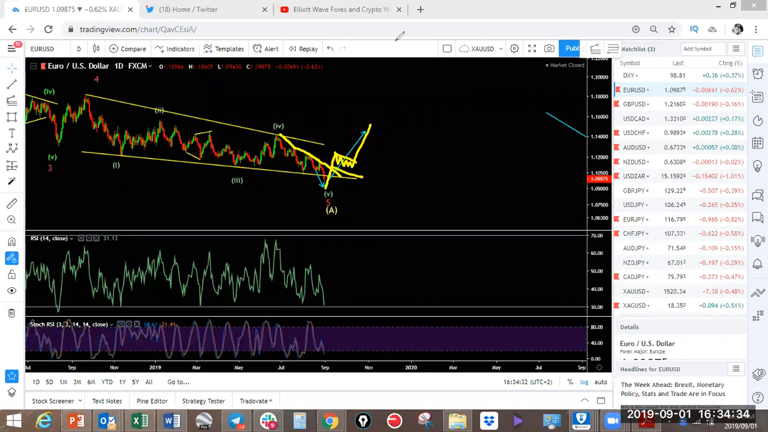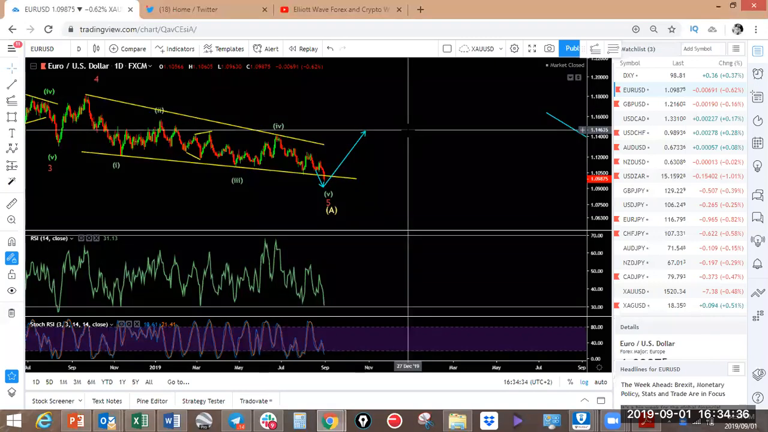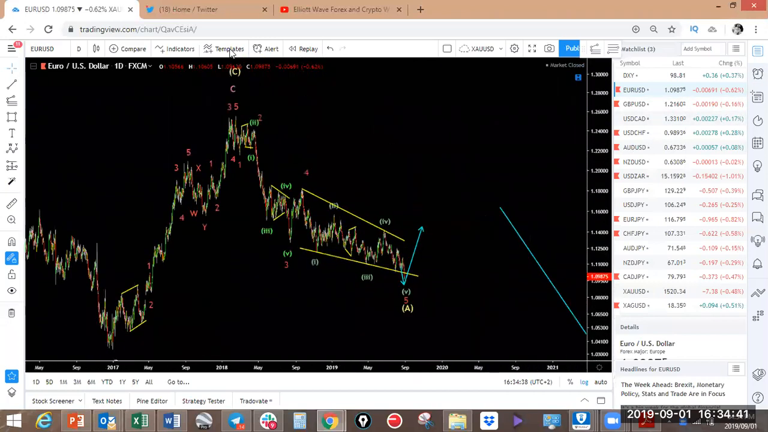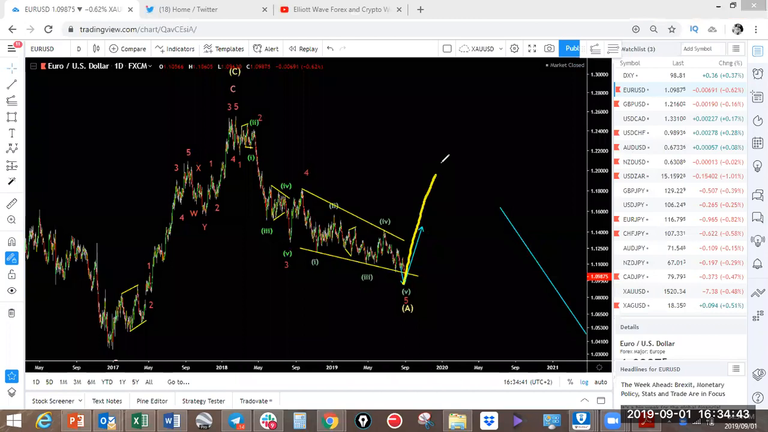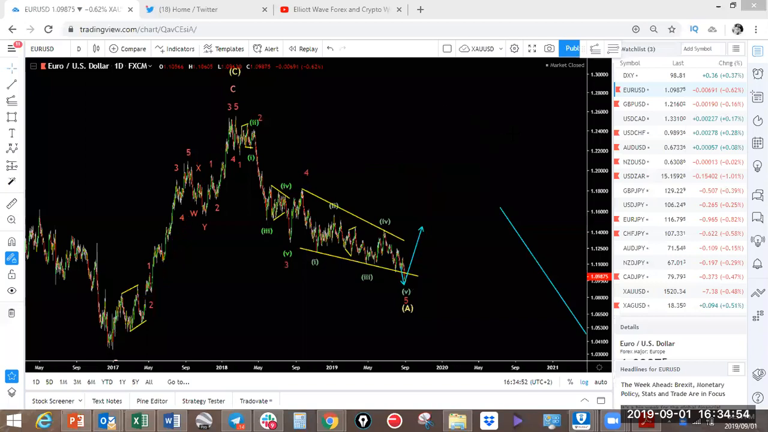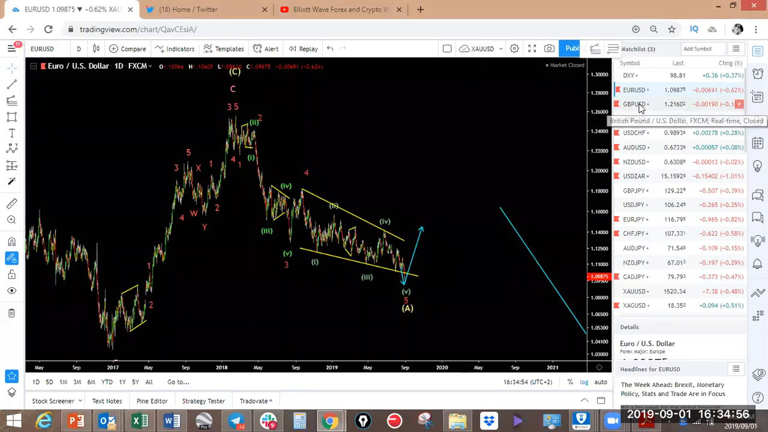So this pullback can even go as far as the 61% of the whole move. So that means the correction can even come back up to the 61% of this here. So let's watch and see what happens there. We are currently at the 61% of this, but it doesn't really matter. Let's see. We need to get a confirmation anyway. That is Euro US dollar, looking very interesting.